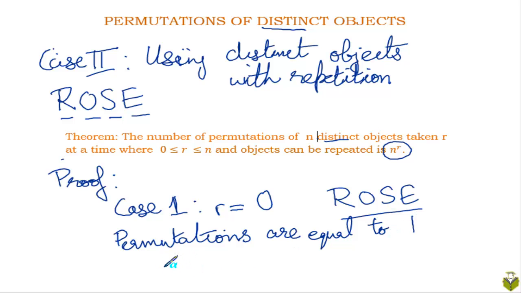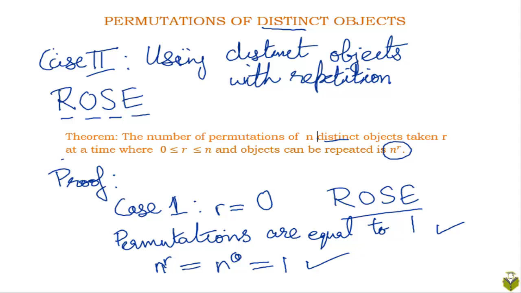So you have n raised to power R. N raised to power R is also equal to n raised to power 0, which is equal to 1. So permutations for R equal to 0 are 1, and n raised to power R is also equal to 1. So therefore we have the trivial case of R equal to 0 proved.